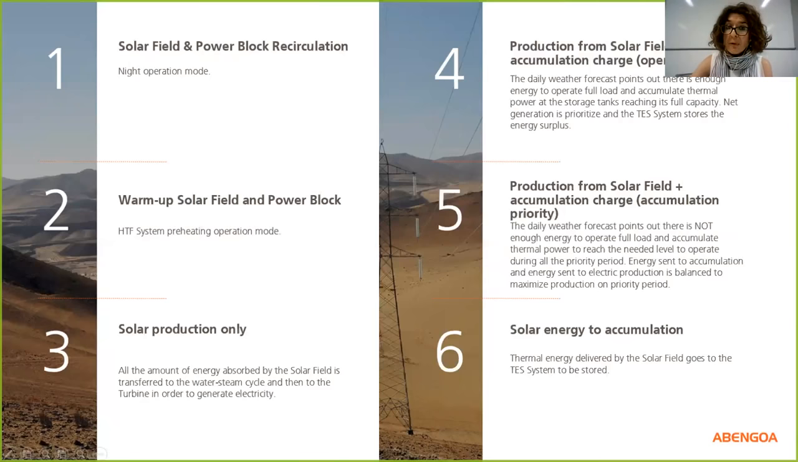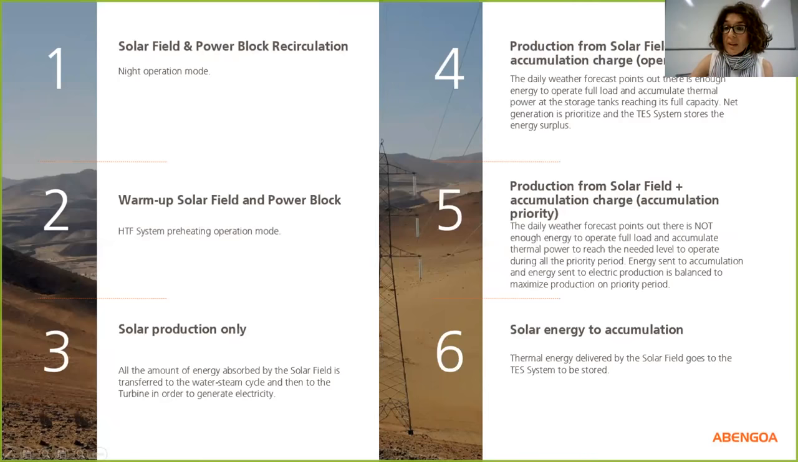In operation, we have the fourth mode where we can have production from solar field and accumulation charge in parallel with operation as a priority. The daily weather forecast indicates that there is enough energy to operate full load and accumulate thermal energy at the molten storage system. Here, net generation is prioritized, and the TS system stores the energy surplus.